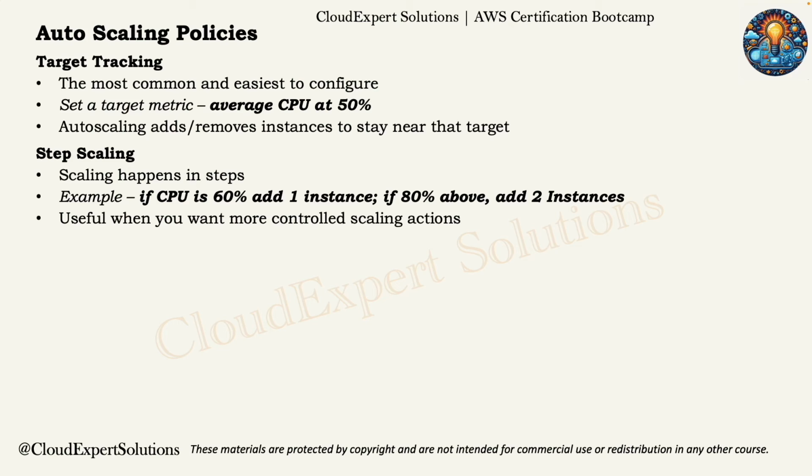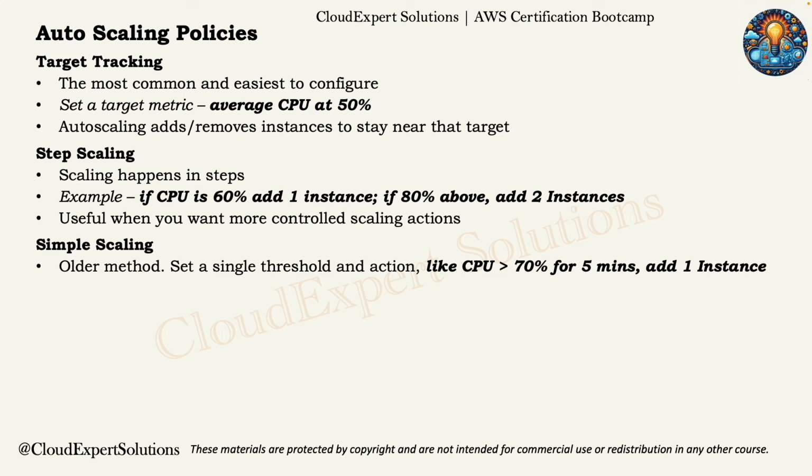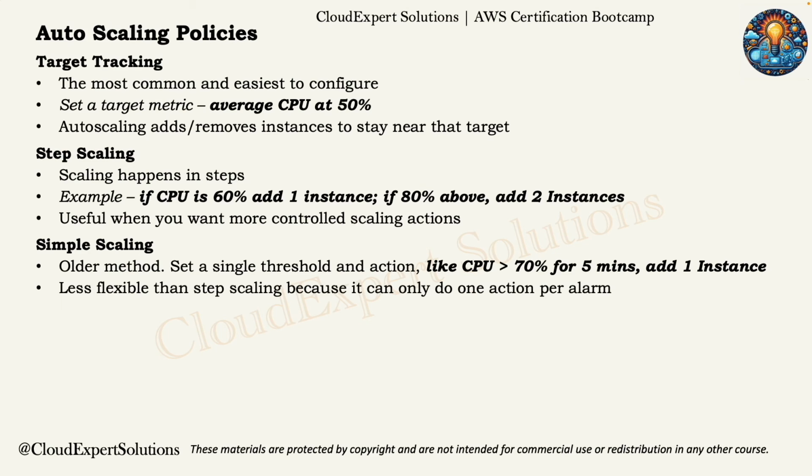The next is simple scaling. This is the older method, and here you set a single threshold and action. Like, if the CPU is greater than 70% for 5 minutes, then add one instance. Please remember, simple scaling is less flexible than step scaling because it can only do one action per alarm.